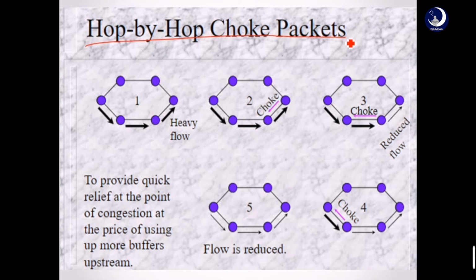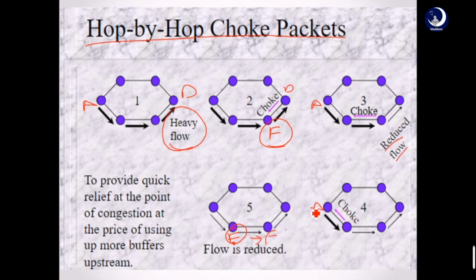Let's consider the same previous example. A is sending packets to D, facing a heavy flow. Then, as in the previous case, D sends the choke packet to F. But now, you have to notice, unlike the previous case, F will reduce the flow, unlike A. Then, after reducing the flow, F will send the choke packet to E. Then E will reduce the flow to F, and after that it also sends the choke packet to A.